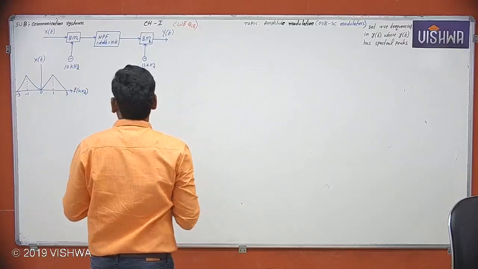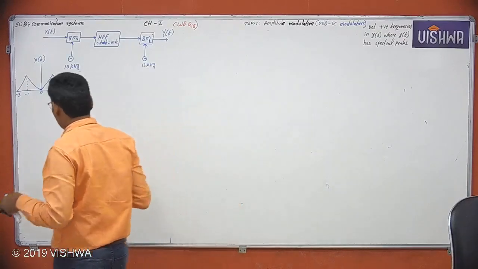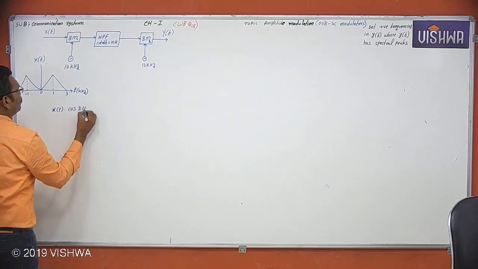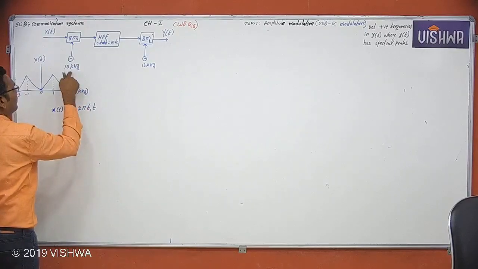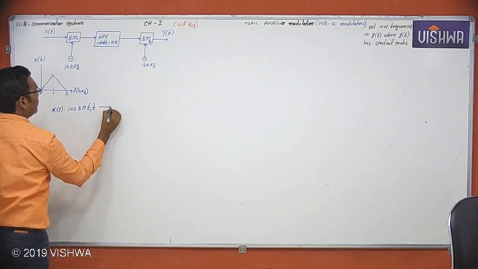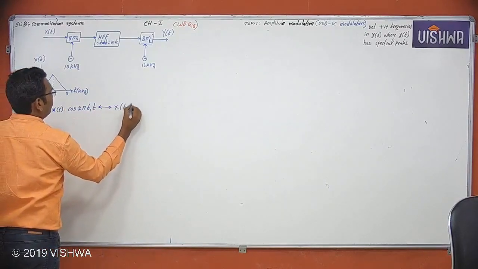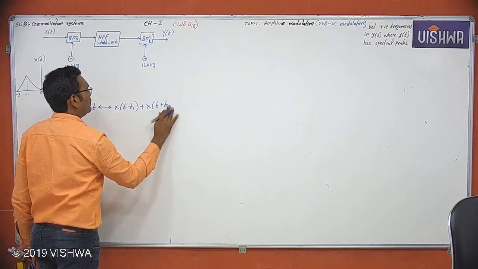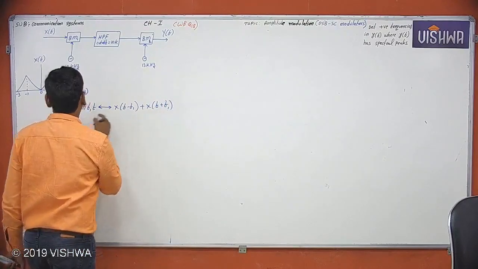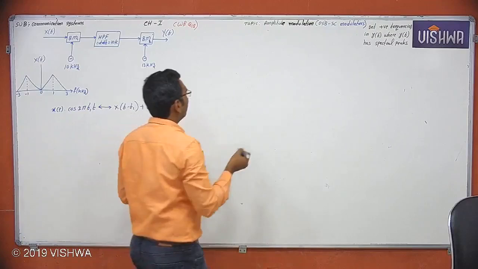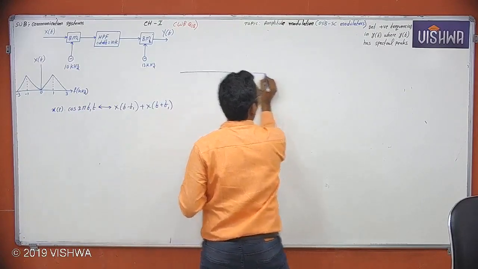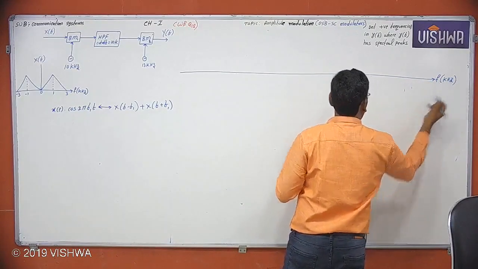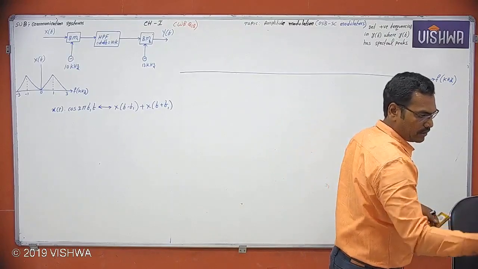So what is the output of the first balanced modulator? This one, x of t multiplied with cos 2 pi f1 t. Assume this is f1. What is its Fourier transform? It is nothing but x of f minus f1 plus x of f plus f1, and the spectral amplitude is decreased by a factor of 2. I am taking it in terms of kilohertz. This is the kilohertz axis, so there is no need to write kilohertz again.